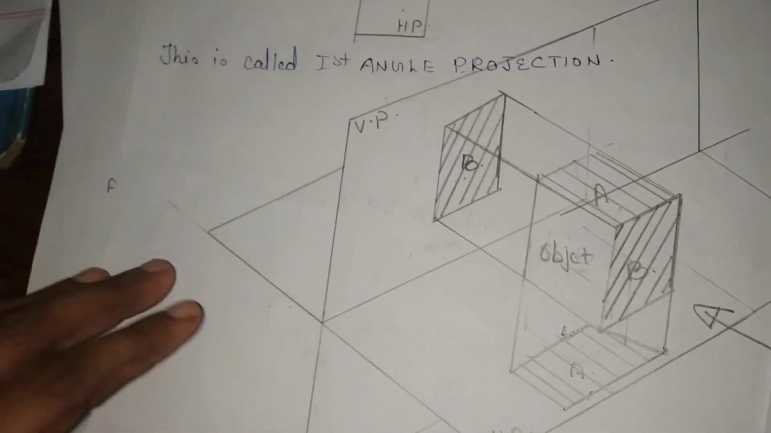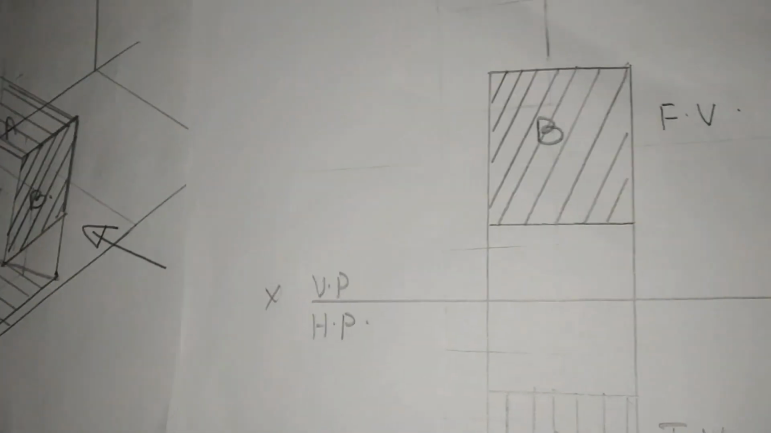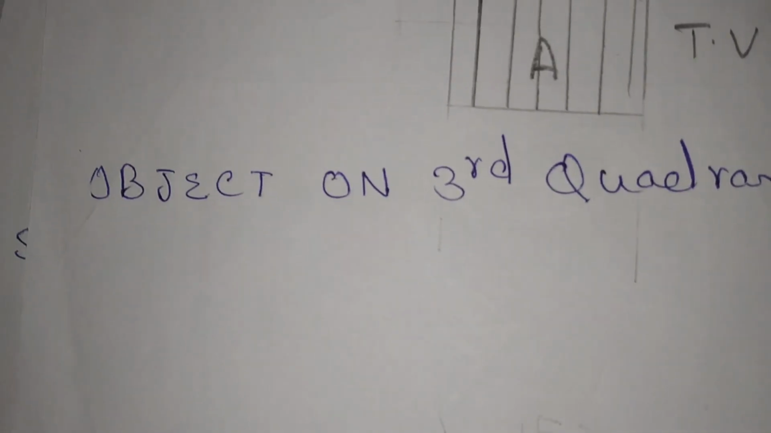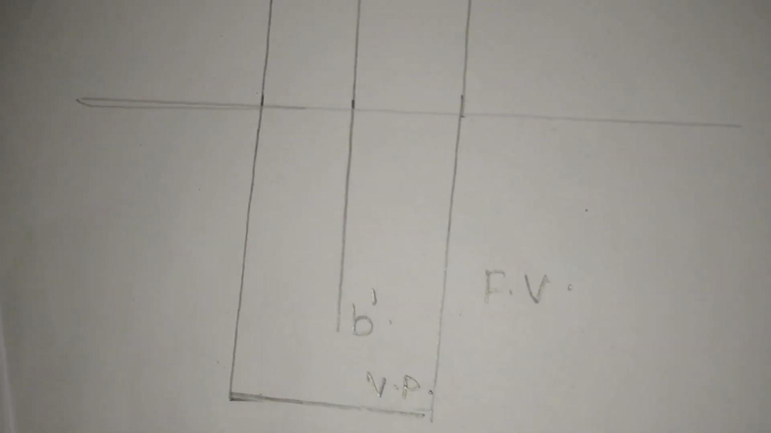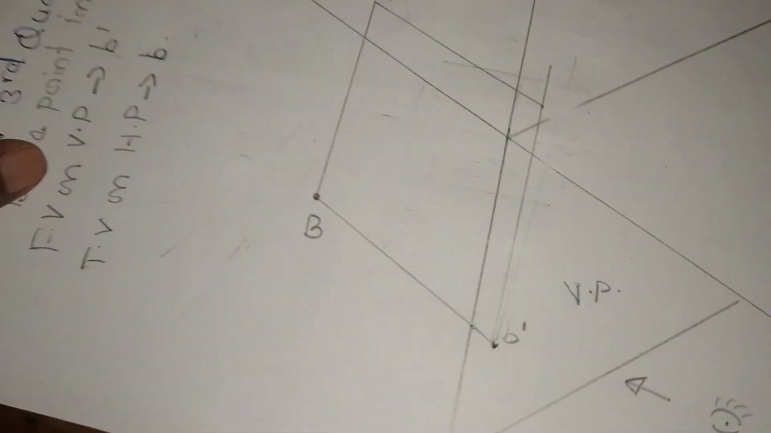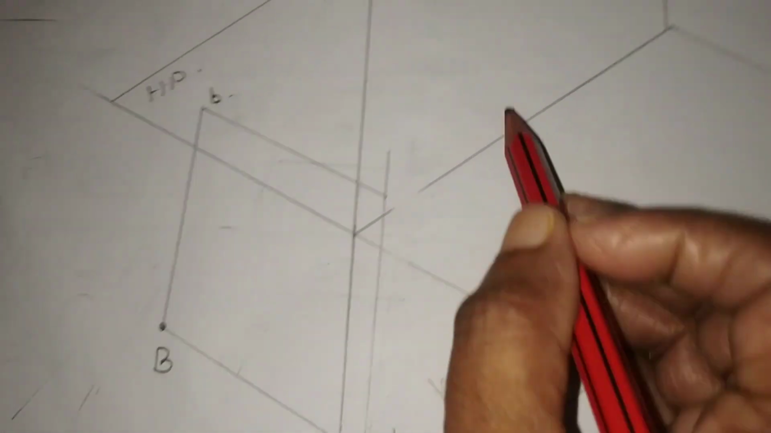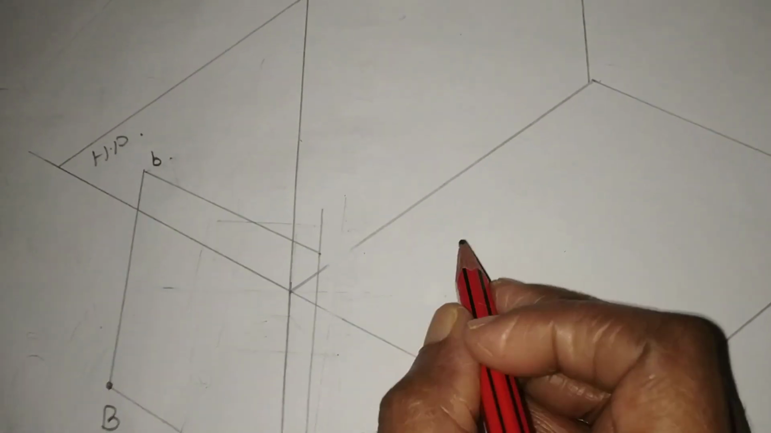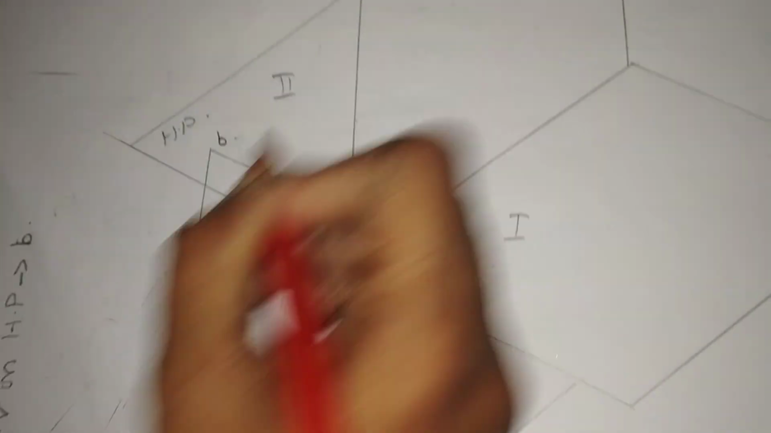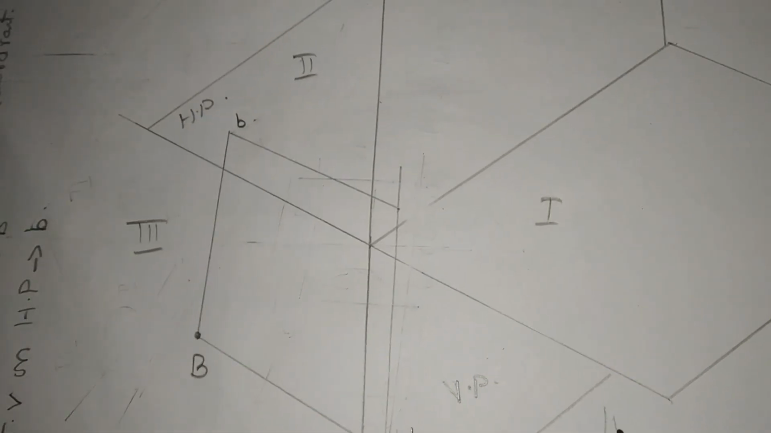Any object in the first angle is known as first angle projection. Now, obviously we normally use the first angle projection method. Third angle projection: if any object is placed in your third quadrant, I have taken the plane like this. Look here. This is my HP, VP. This is my first quadrant, second quadrant, third quadrant, and this is my fourth quadrant.